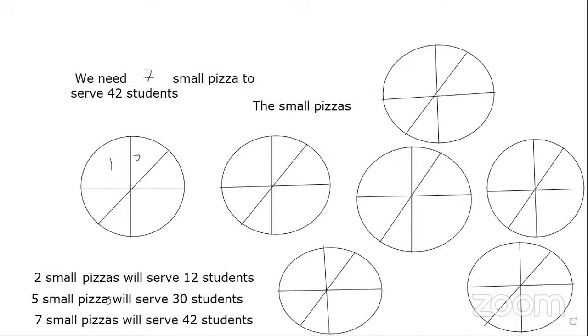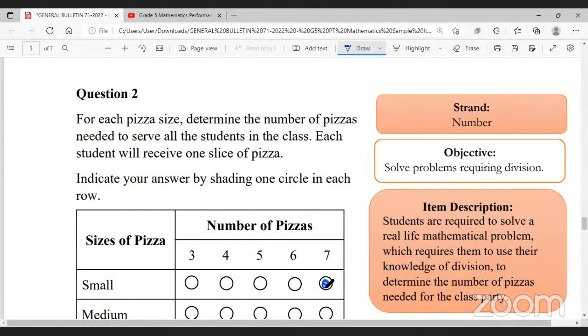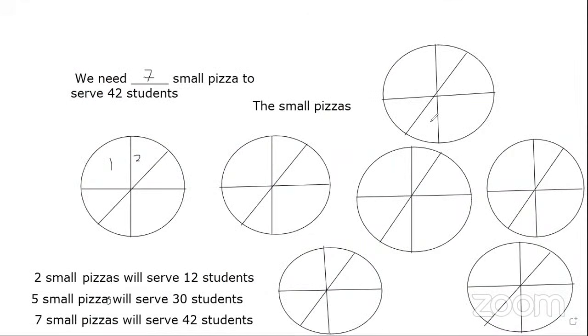Let me go back to my booklet to shade in my response. So it will take 7 small pizzas to serve the 42 students in the class. All right. And I'm gonna do that for all of the sizes of pizza. So I'm gonna go back to my whiteboard and work out for the medium pizza. I'm gonna clear everything here. Save first, and then clear all the drawings.